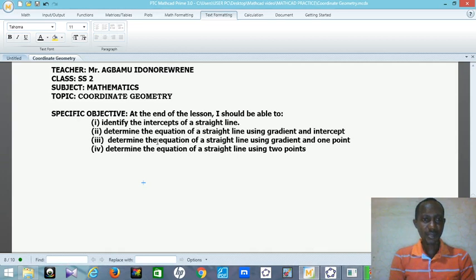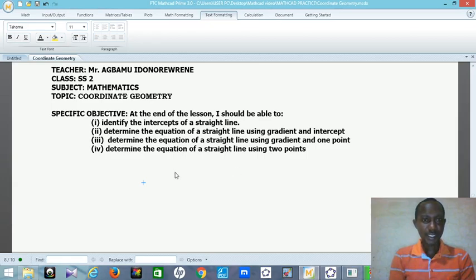And these are my objectives in today's class. Identify the intercept of a straight line. Determine the equation of a straight line using gradient and intercept. Determine the equation of a straight line using gradient and 1 point. Then determine the equation of a straight line using 2 points.